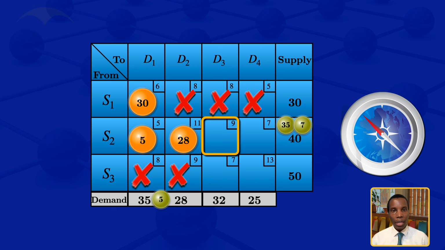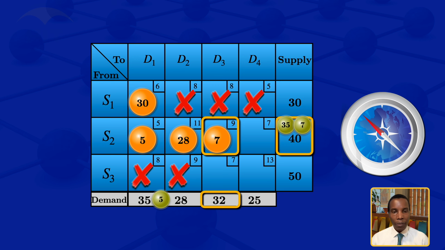To see how much we can allocate, we look at the supply. We are left with 7. The demand, we are left with 32 there. And we take the minimum of the 7 and the 32. That minimum is a 7. So we allocate 7 units here.